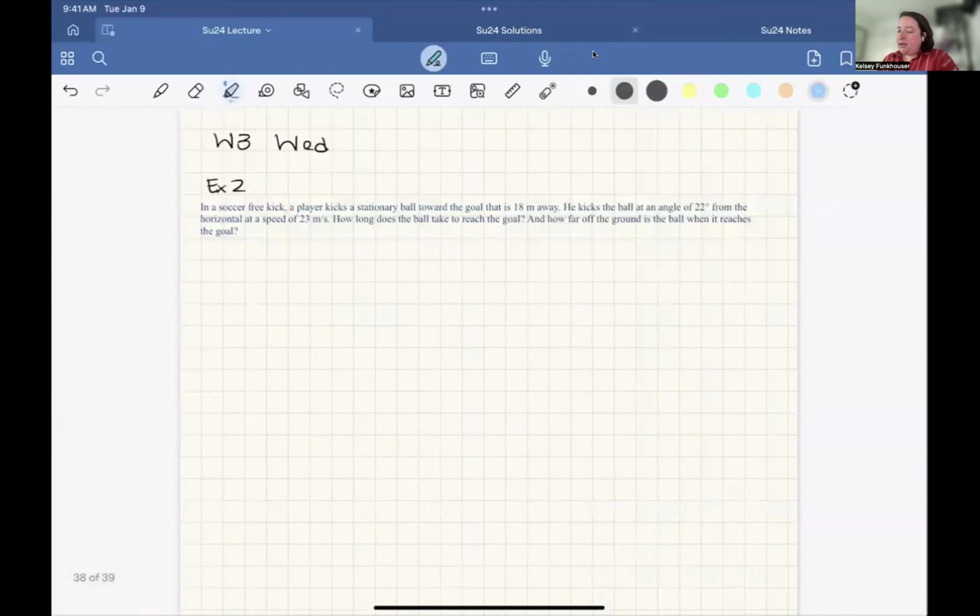Next one. These next two are both soccer. I don't know why, maybe that's just popular for a parabola.